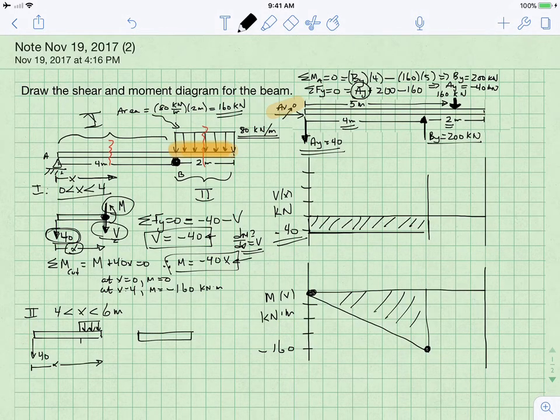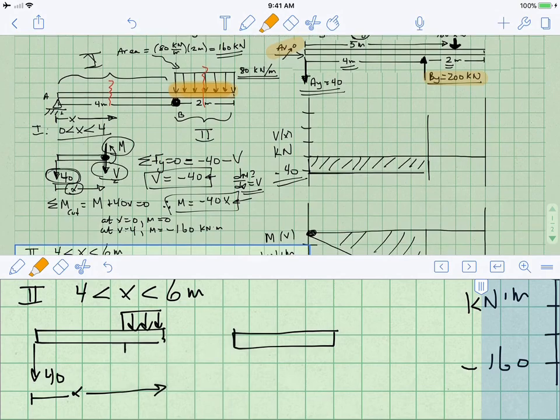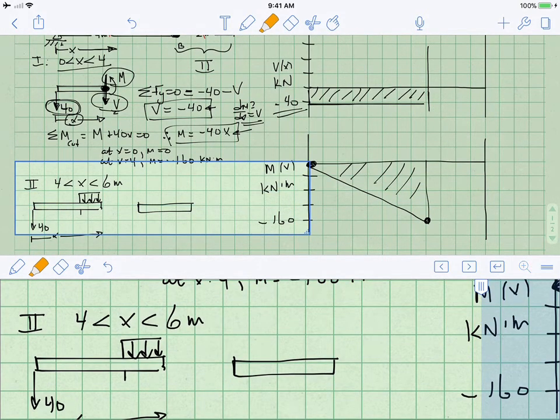We also have this By going on that we have to take into account. We have By of 200 at x equals 4. So let's add that. So we have the 200 kilonewton reaction at By going on there. So the left-hand side of the beam has a shear, it has a moment. These are what we're trying to find.